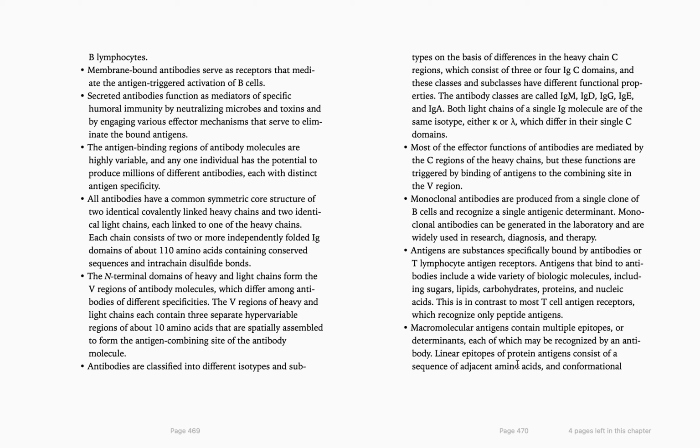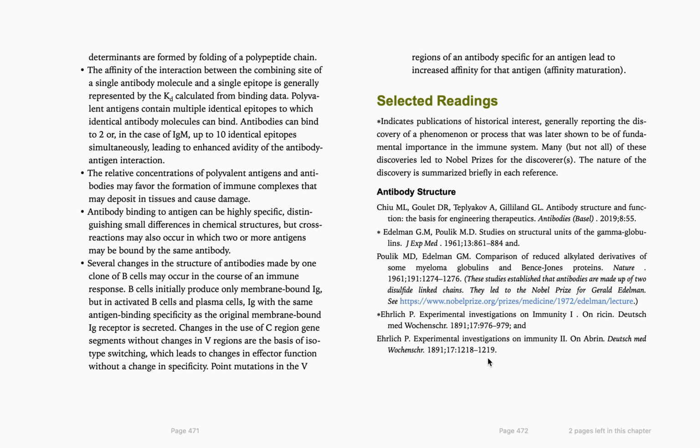Linear epitopes of proteins consist of sequences of adjacent amino acids, and conformational determinants are formed by folding of the polypeptide chain. The affinity of interaction between the combining site of a single antibody molecule and a single epitope is generally represented by the KD, calculated from binding data.